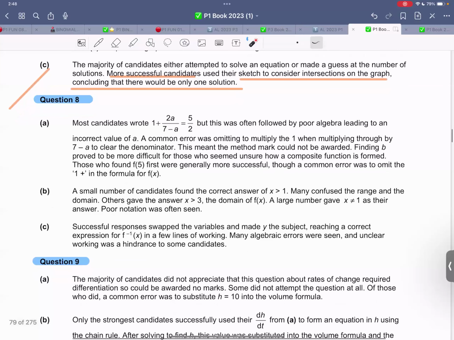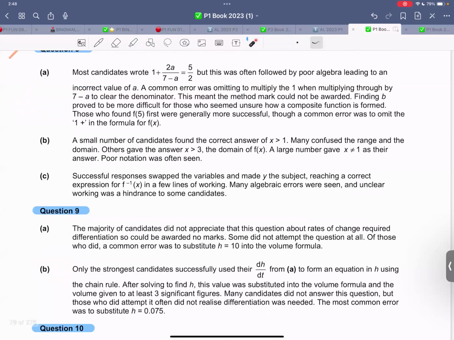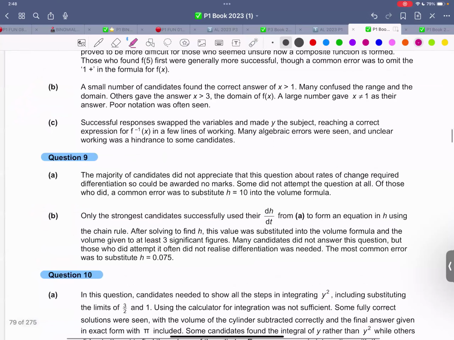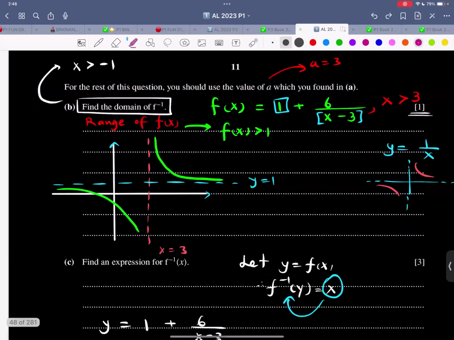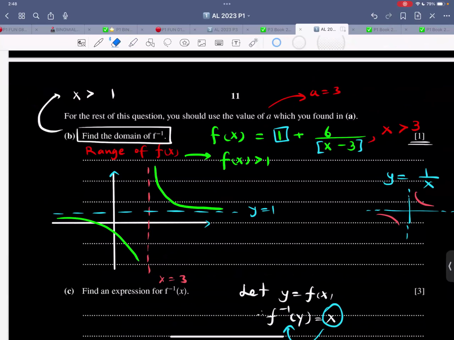Let's read the exam report for this. Many candidates wrote this thing followed by poor algebra. I'll just highlight the basic stuff. It's about poor algebra. A common error was omitting to multiply by 1 when multiplying through by 7 minus a to clear the denominator. Again, basic math. That is where people are lacking. And next one, a small number of candidates found the correct answer of x greater than 1. So over here, I think by mistake, I have written minus 1. So let me just erase this. Okay, let me focus over here.